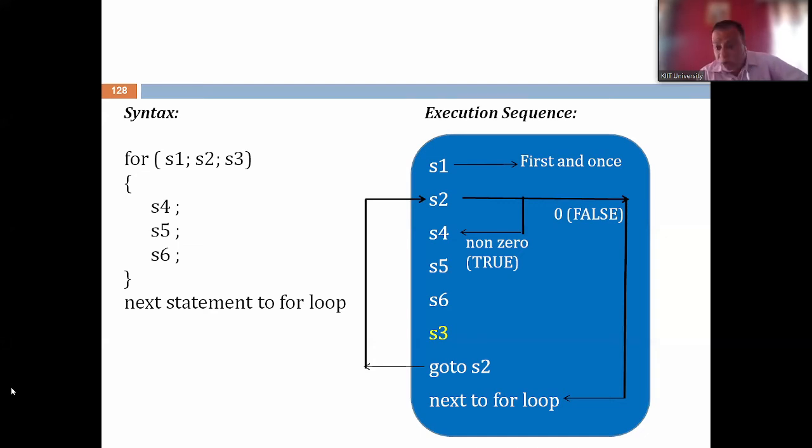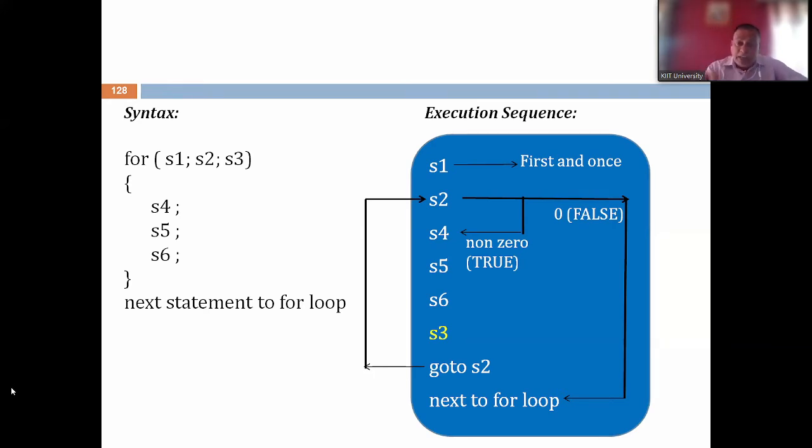False means we'll come out of the loop, we'll go to the next statement without executing any more statements, 4, 5, 6, 7, inside the loop. If the statement S2 returns a non-zero value, it is treated as true. A non-zero integer value may be -1, -2, +1, +2 like this. It is treated as true, and we immediately execute statements 4, 5, and 6.